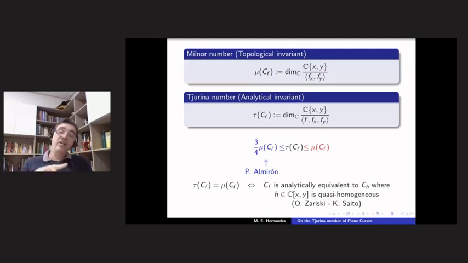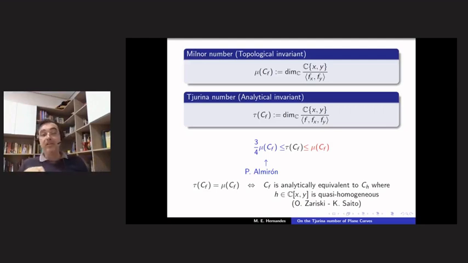But there is another bound, an interesting lower bound, proved by Patricio Almirón. The lower bound for the Tjurina number using the Milnor number is precisely 3/4 times the Milnor number. When the curve is irreducible, we can improve this lower bound.